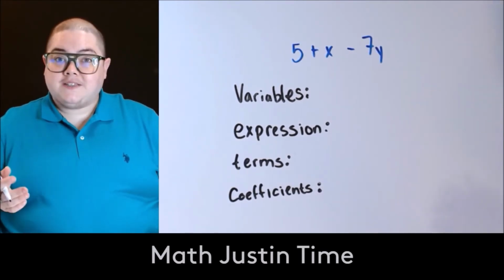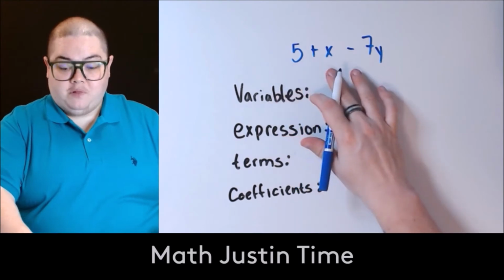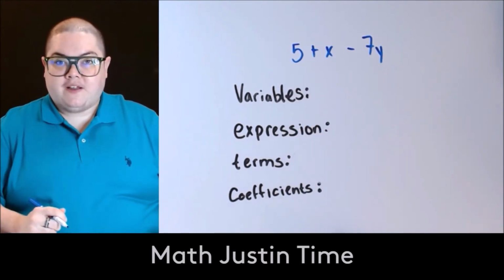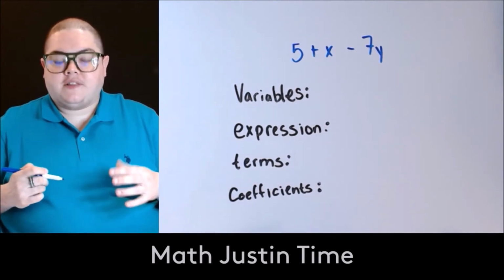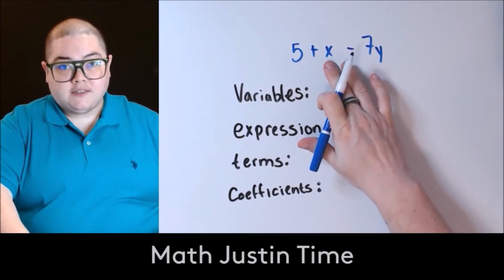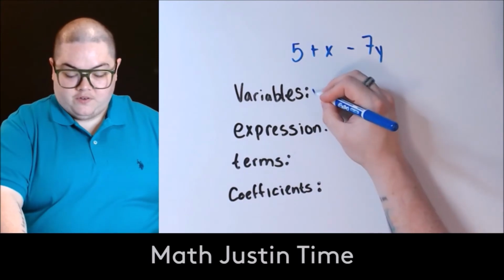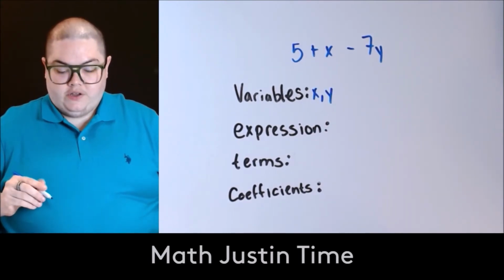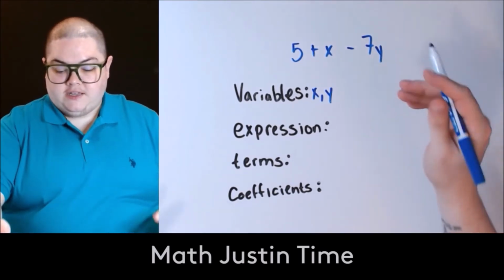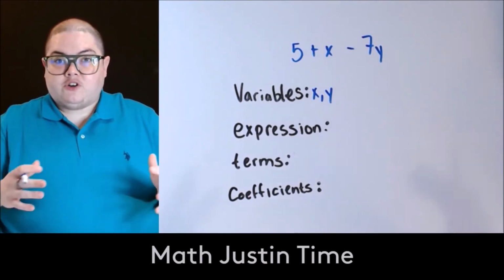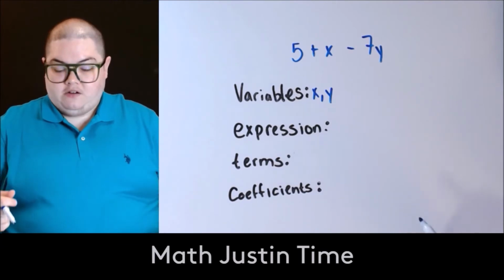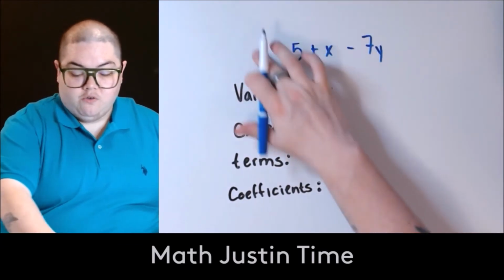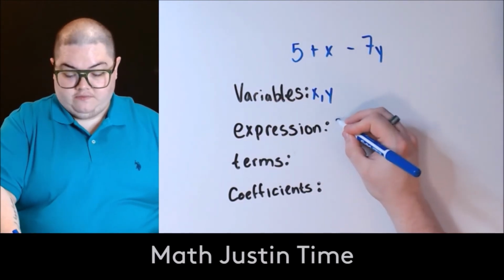So let's look at this example. We have 5 plus x minus 7y. Do we have any variables? Do we have any letters in this? It looks like we have an x and we have a y. So those are our variables. Now, what about an expression? Well, an expression is several terms together, and this isn't equal to anything, so it's not an equation. So the whole thing is an expression.